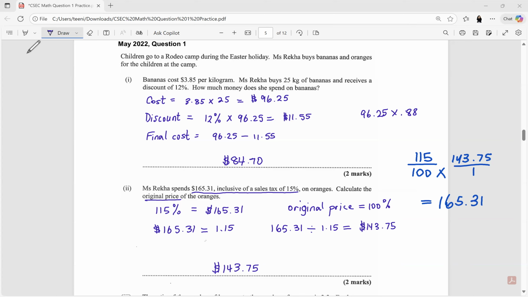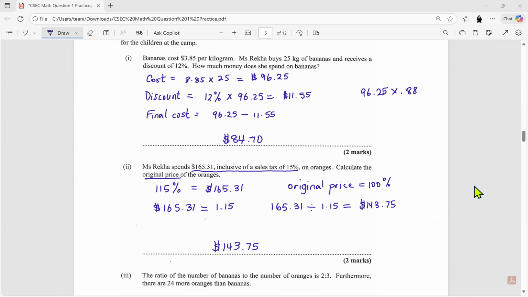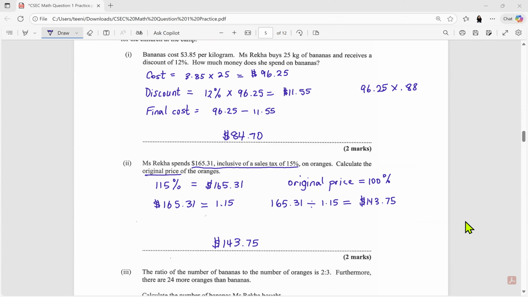Yeah. This is actually how you work out the original price if you know what the sales tax is equal to. If you know the sales tax inclusive price, you have to divide by, if the sales tax is 15%, you'll divide by 115%. If it's 12.5%, you'll divide by 112.5%, or I prefer to work it out as a decimal, so I would divide by 1.125, all right? Guys, so that's how you work out a question like that.